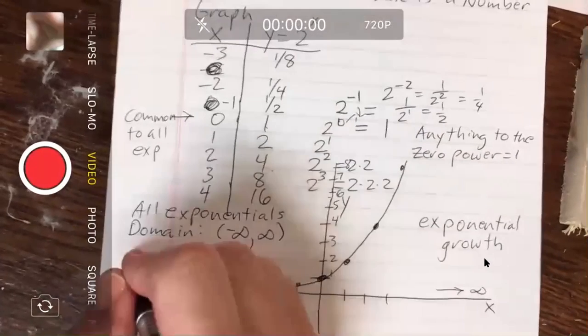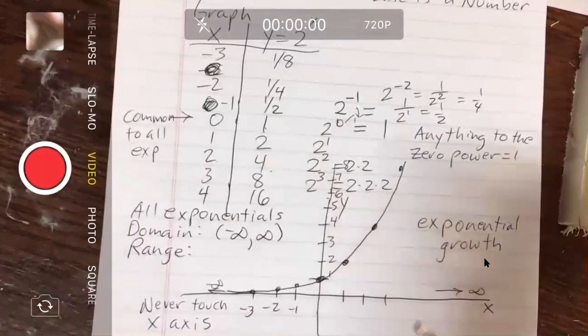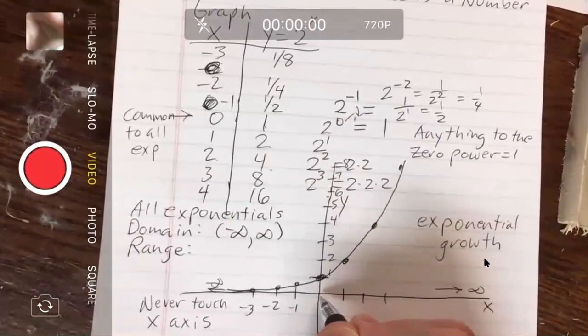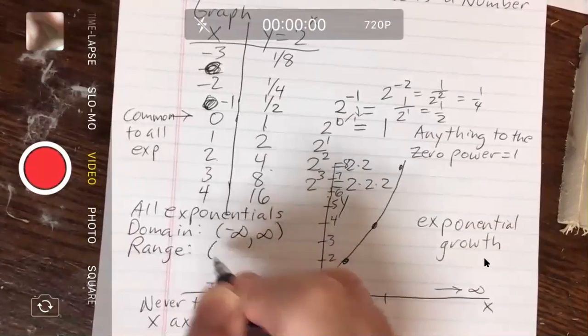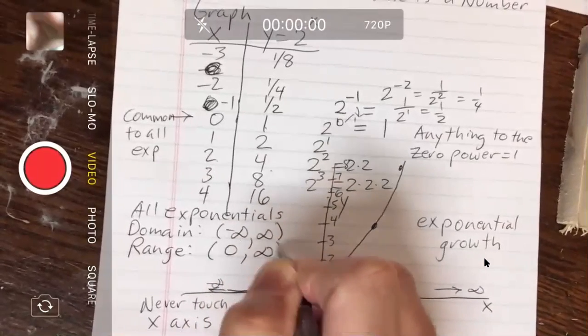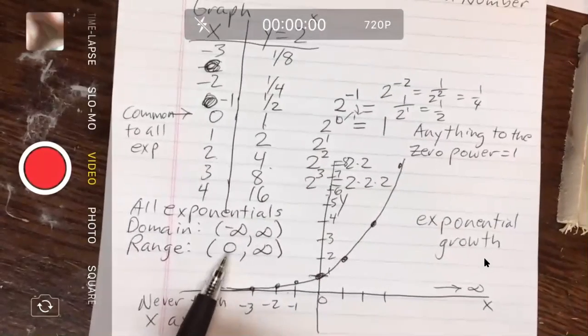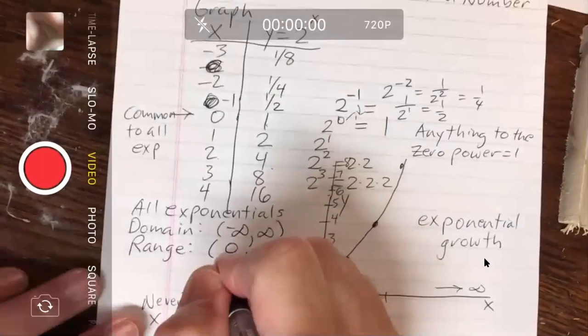Now the range is a little trickier. The lowest y value here, technically it doesn't hit 0. So that's going to be a parenthesis, but it goes all the way close to it. Now, it's not always 0. It's the value of that horizontal. This is a horizontal asymptote.